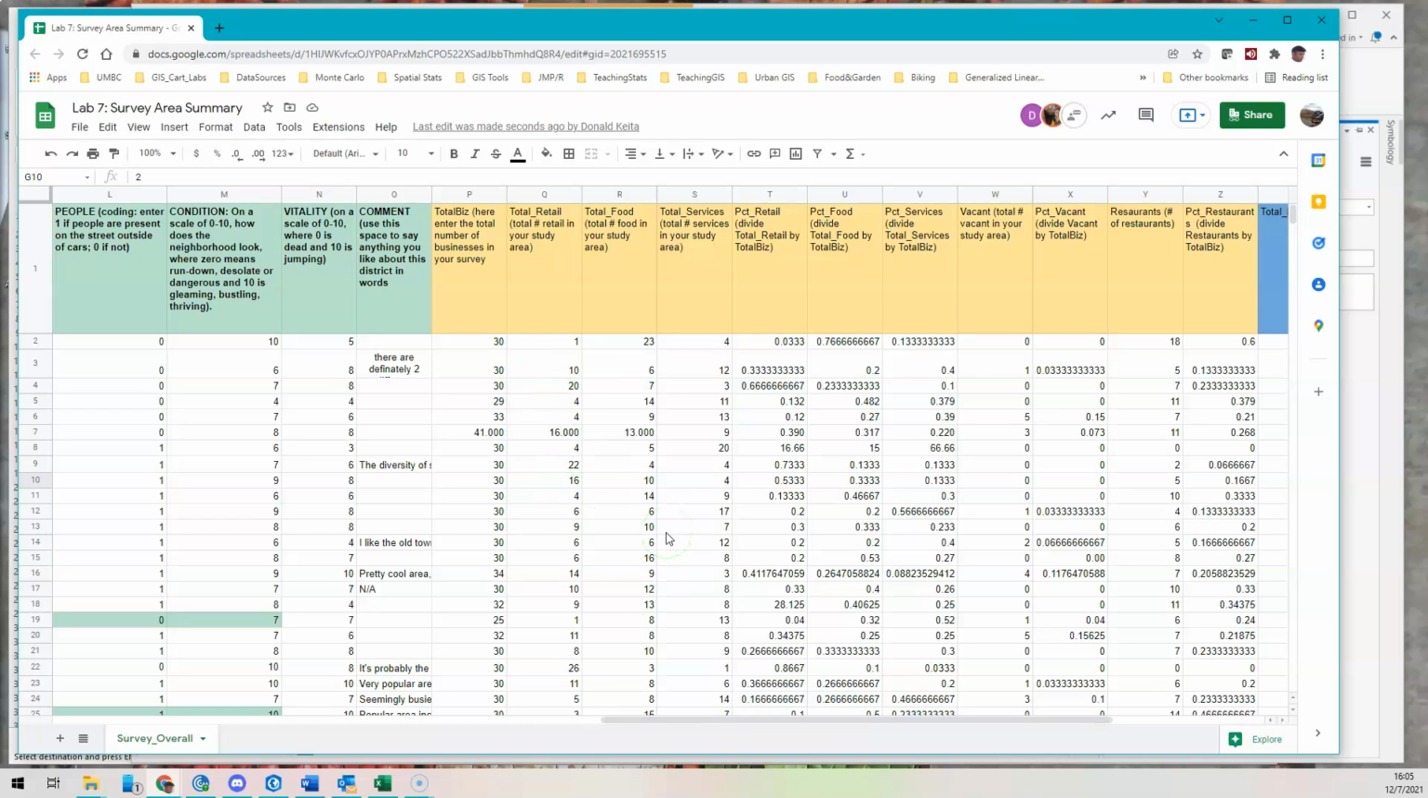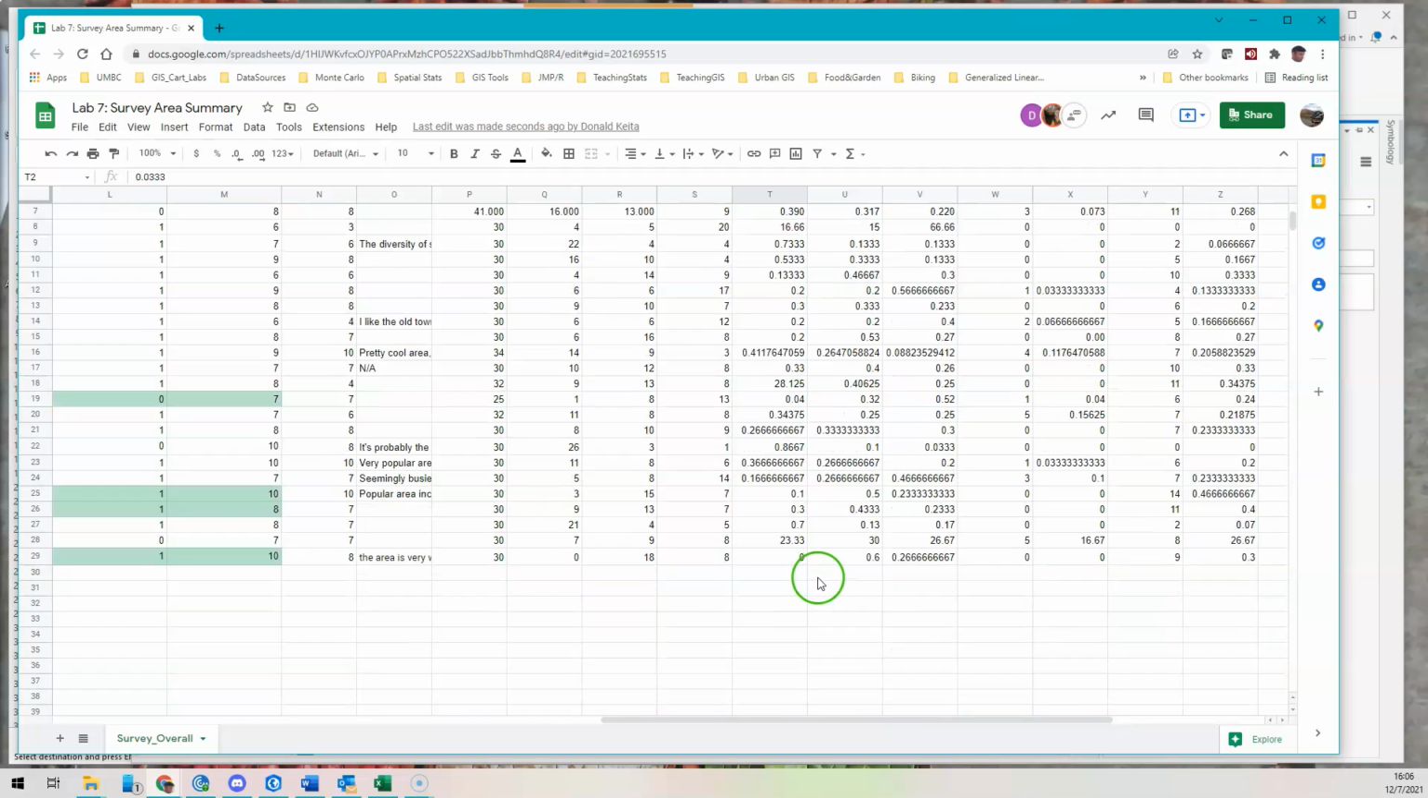I just want to point out that properly constructed, your percentages should look like this. So percent retail is this column, total number of retail establishments divided by this column, which gives you this column. So it should be in the form of a number between 0 and 1, so a decimal representing a fraction, namely a percentage. So 0.03 in this case means 3% of the business establishments are retail. If your columns don't look like that, you should correct them.